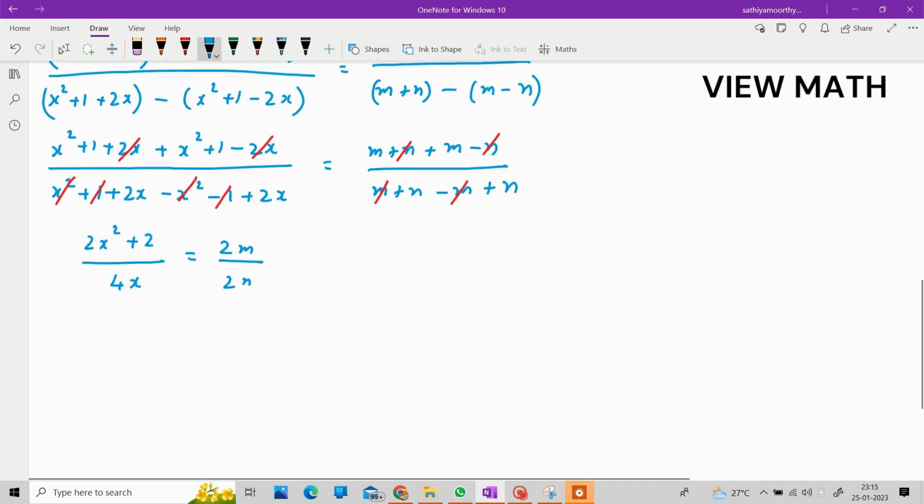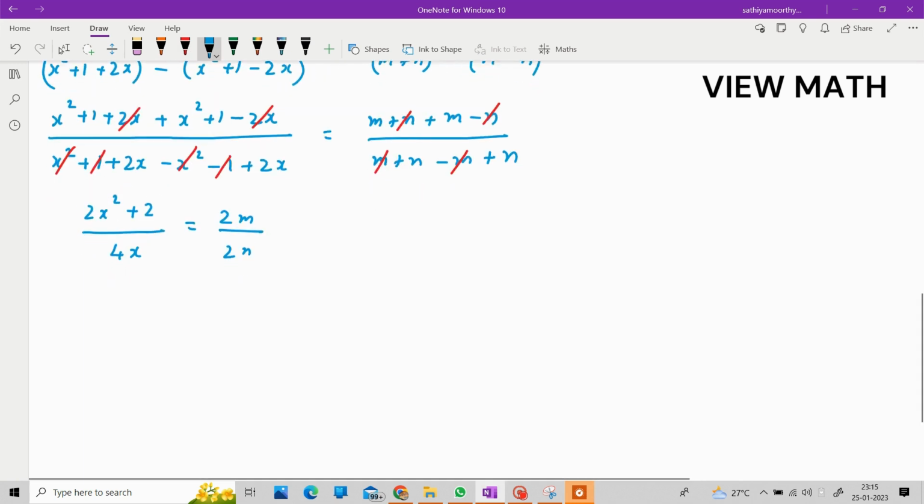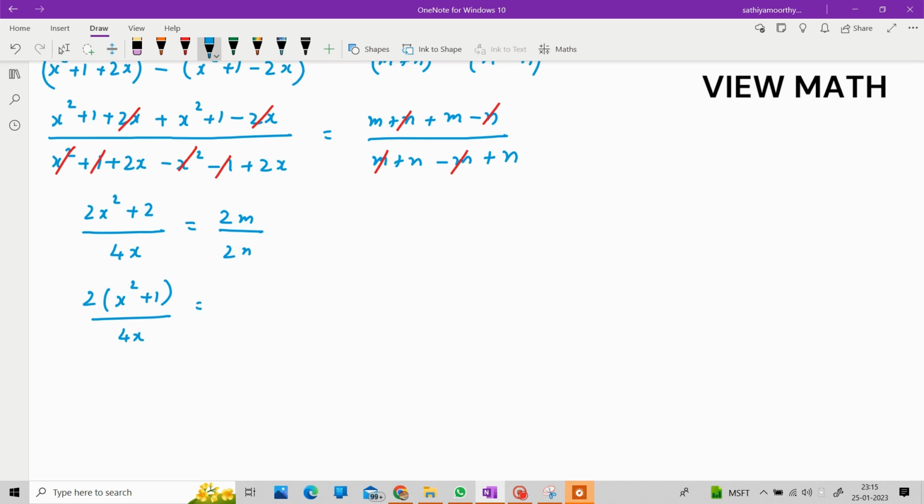Now here 2 is common, let me take it outside. It is x square plus 1 by 4x is equal to 2m by 2n. I can cancel, 2 and 2 is common. Here 2 one times, here 2 two times. So remaining it is x square plus 1 by 2x is equal to m by n.